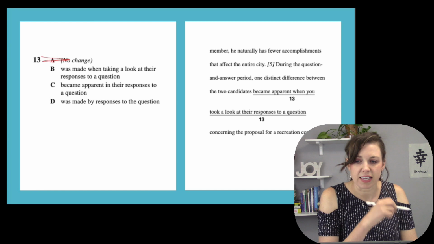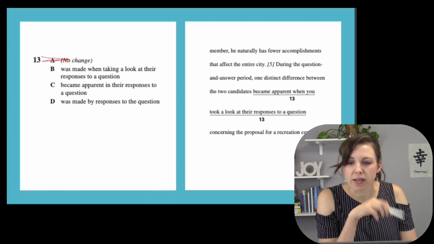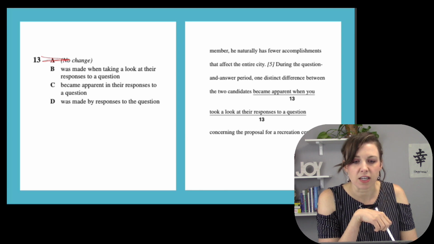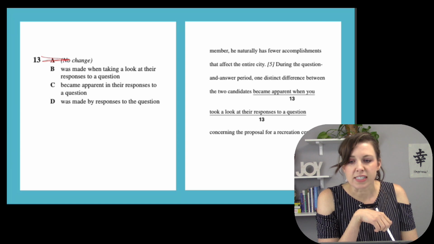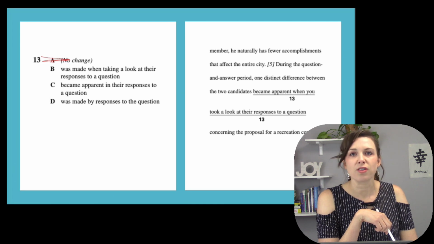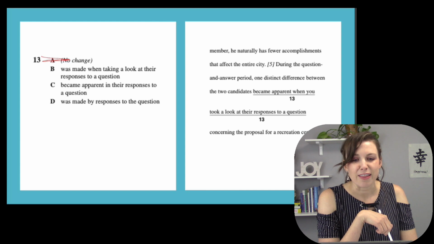So let's look at the next one here. One distinctive difference between the 2 candidates was made when taking a look at their responses to a question. One distinctive difference between the 2 candidates became apparent in their responses to a question. One distinctive difference between the 2 candidates was made by responses to a question. So essentially all of these work, right? Any of them you could convince yourself that it works.